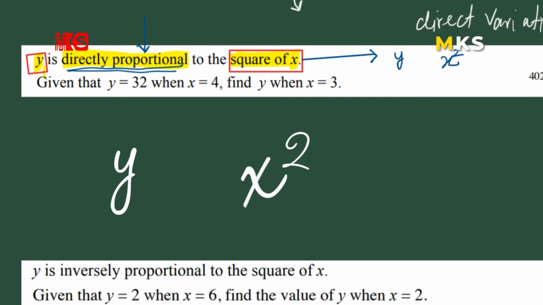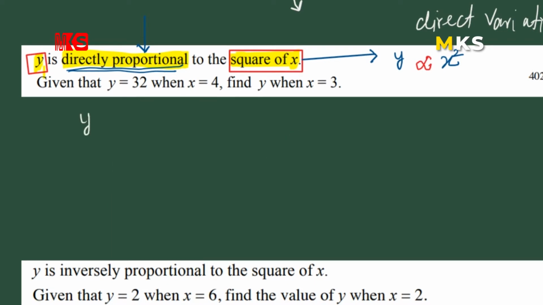For direct variation, simply you put the sign of variation, which is this one. So the algebraic expression will be y is directly proportional to square of x. That relation is written as an algebraic expression. That is the first step.